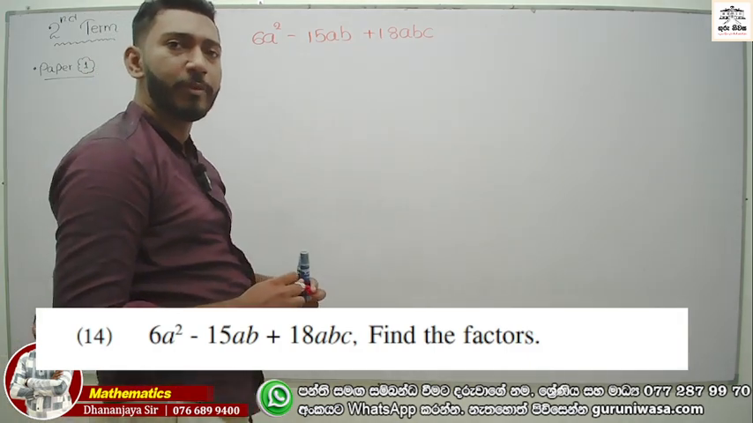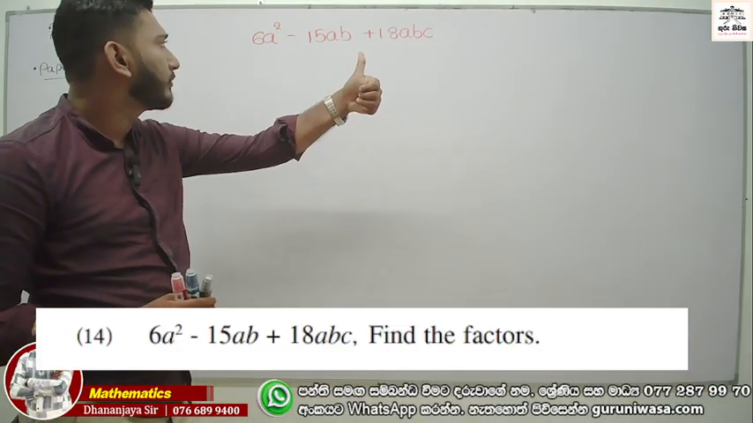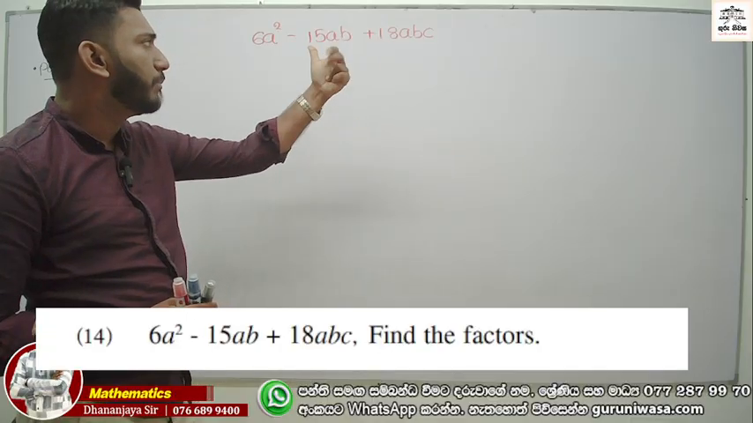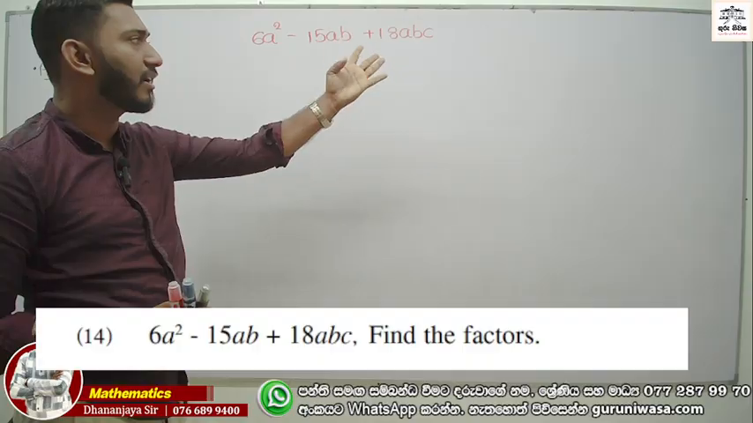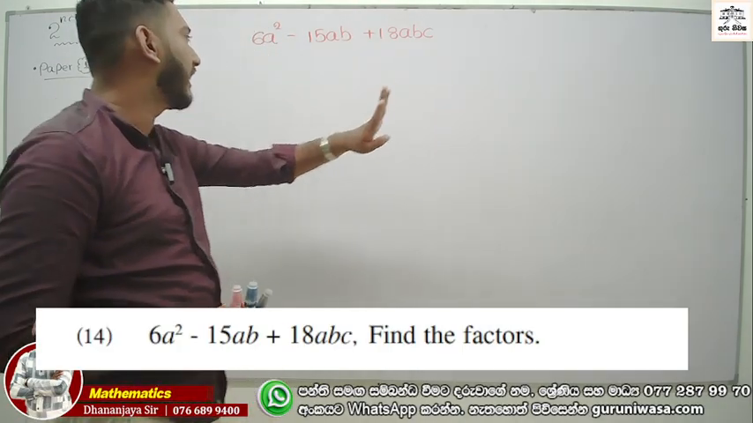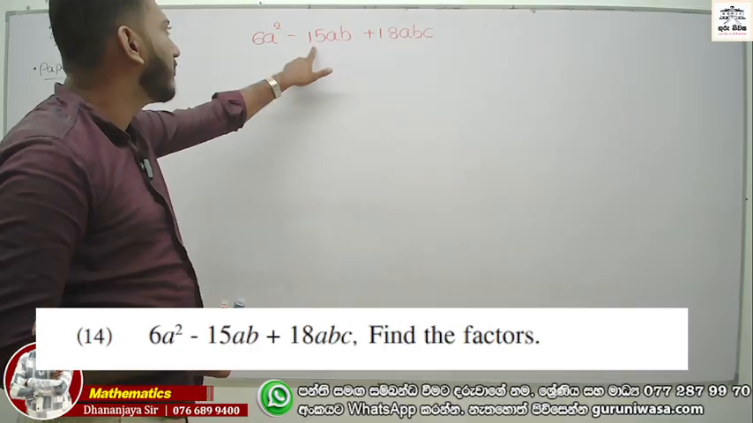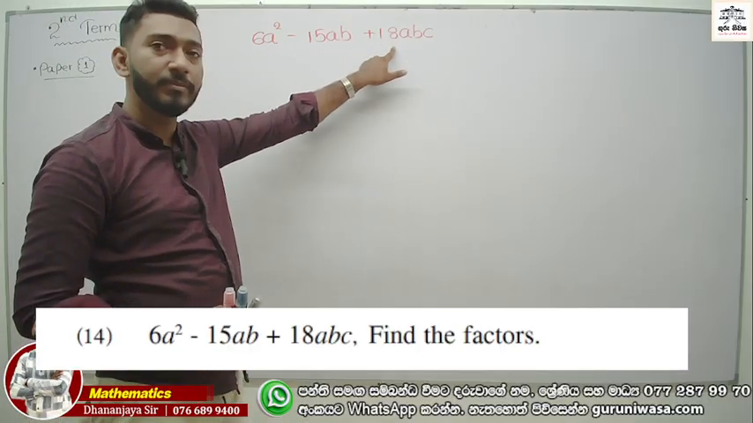Now, look at these expressions. How many different terms are there? Numbers, a terms, b terms, and c terms. There are 4 different types, right? Now 6, 15, 18. What is the common number? We call it the highest common factor.